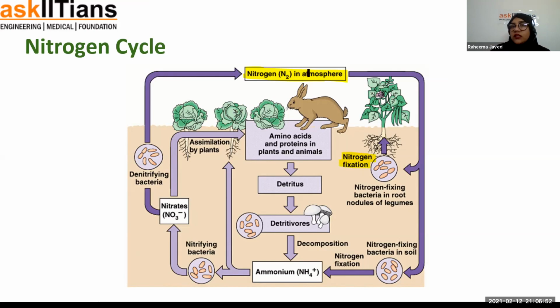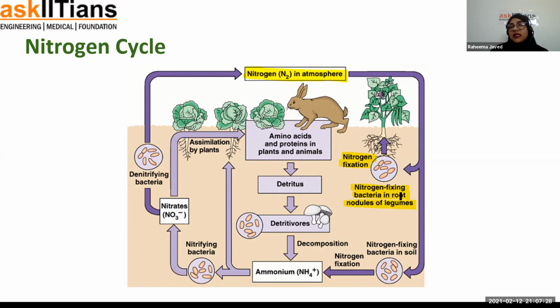Nitrogen that is there in the atmosphere is fixed into the roots of some plants, like the leguminous plants. Like you can see here, nitrogen fixing bacteria is there in the soil, which helps in fixing the nitrogen in the root nodules of the leguminous plants. Leguminous plants are plants like pulses, beans, peas, and chickpea. These are some examples of the leguminous plants.